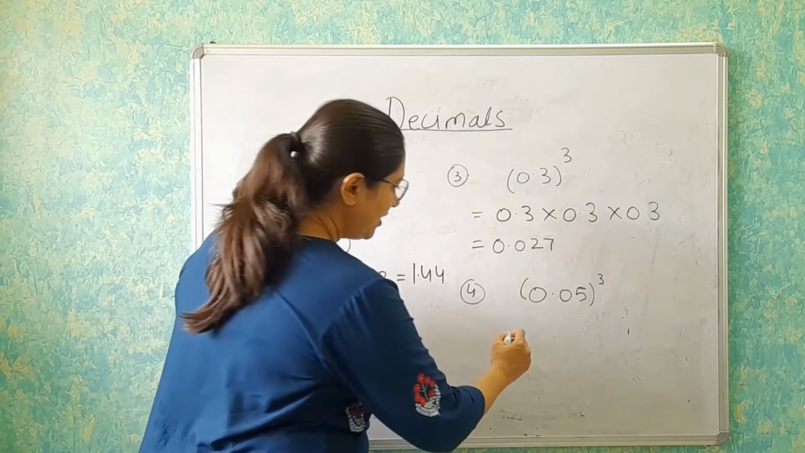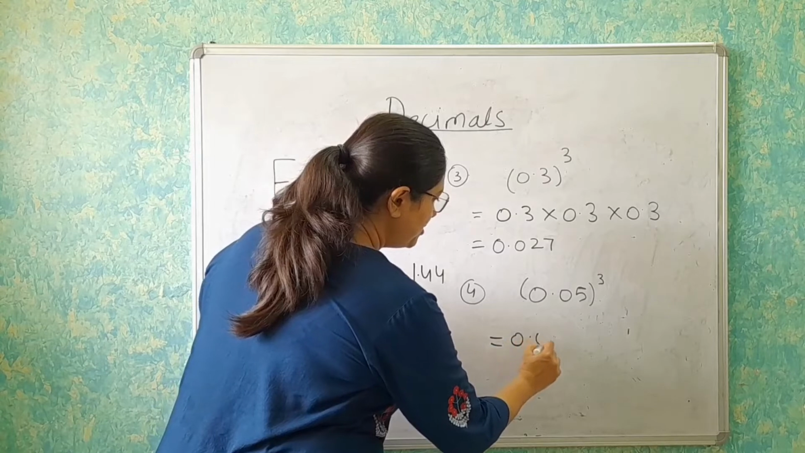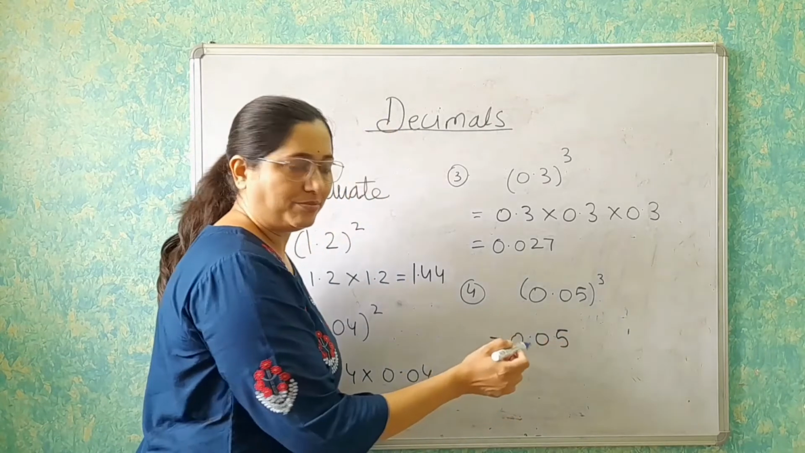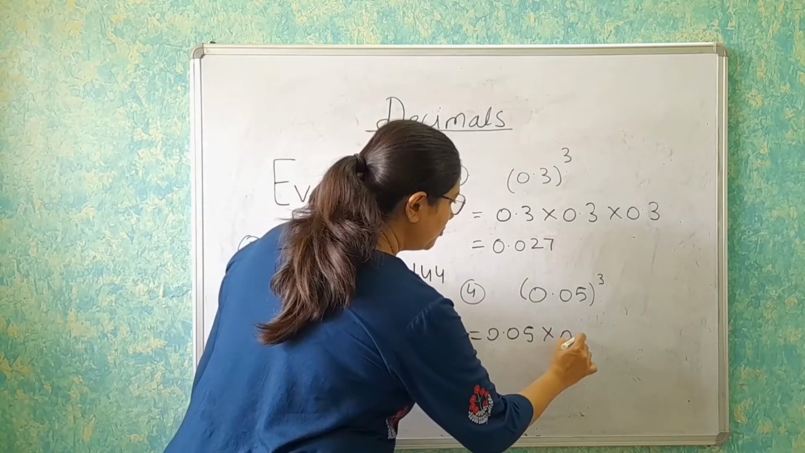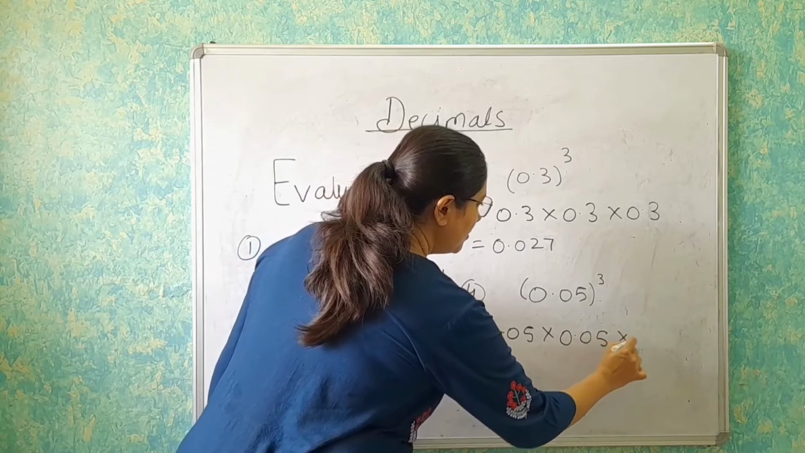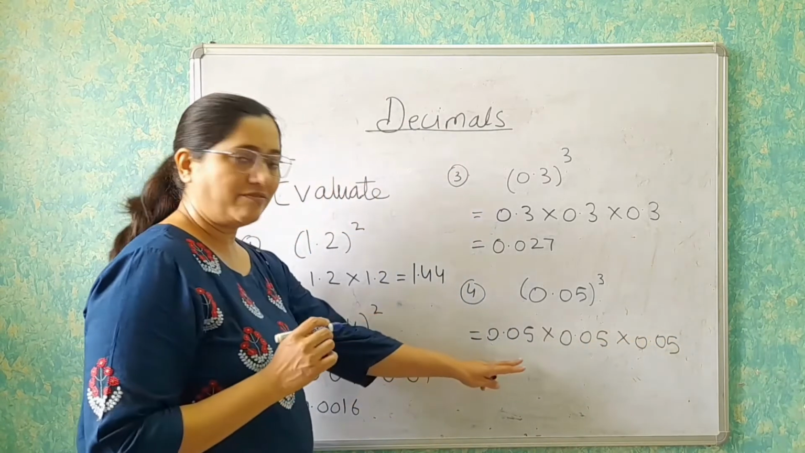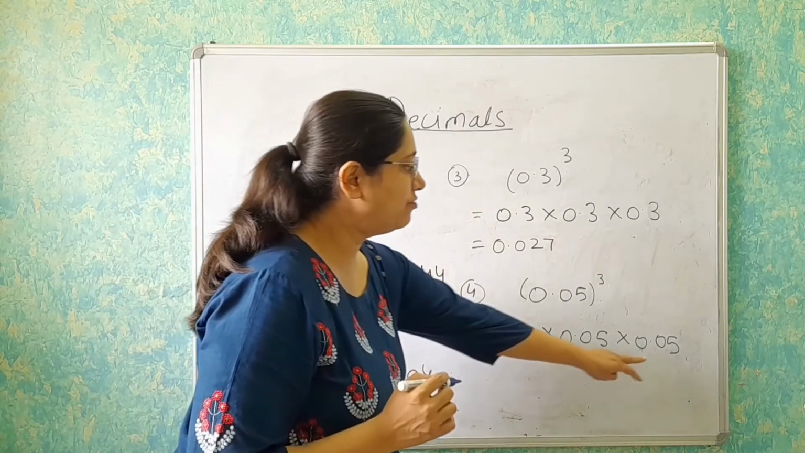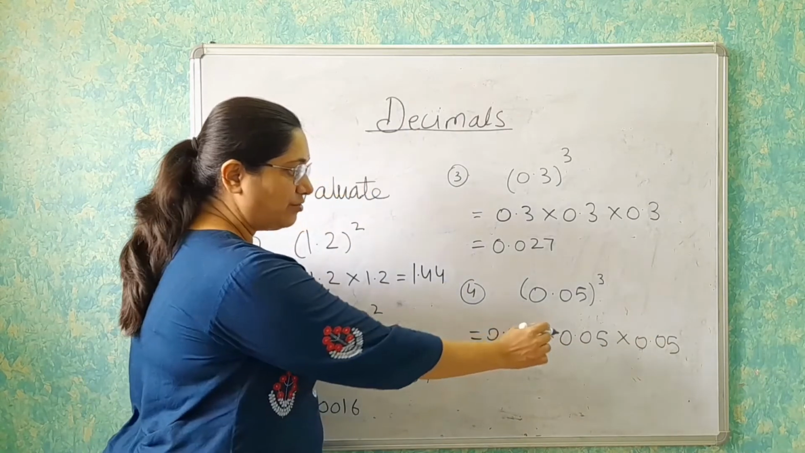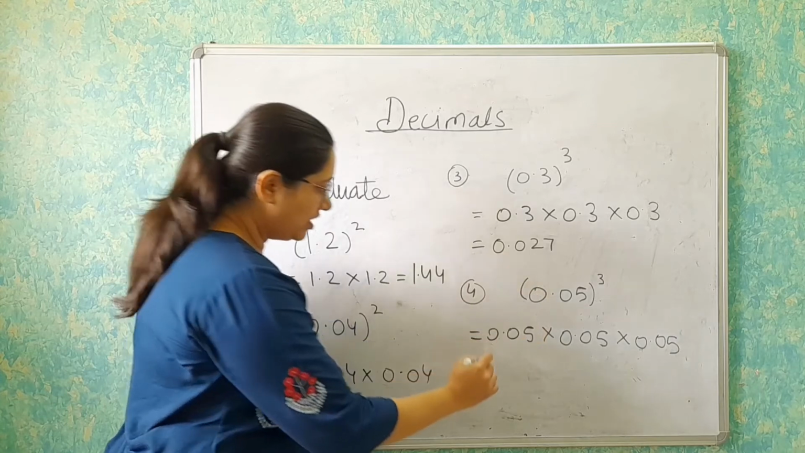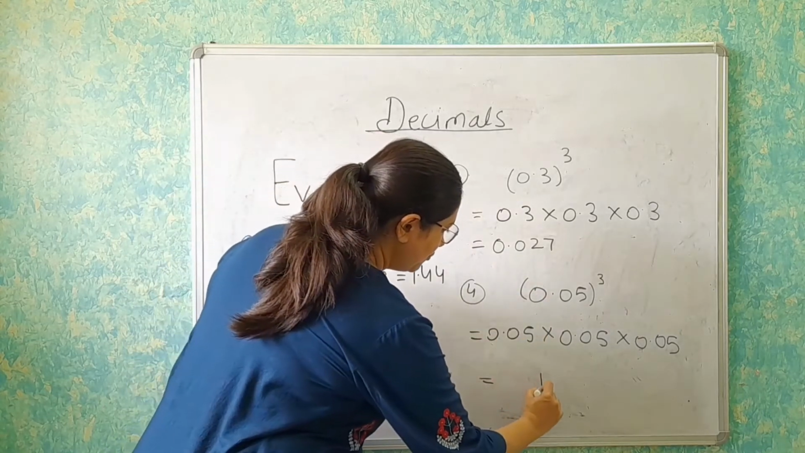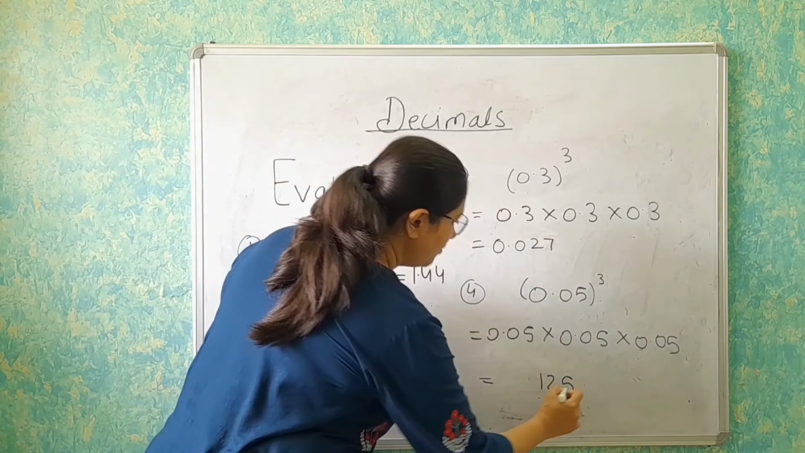It shows that I have to multiply 0.05 3 times. So I multiply 0.05 again multiplied by 0.05. So first I will multiply 5 with 5 with 5. 5 5s are 25 and 25 5s are 125. So first I will write 125.